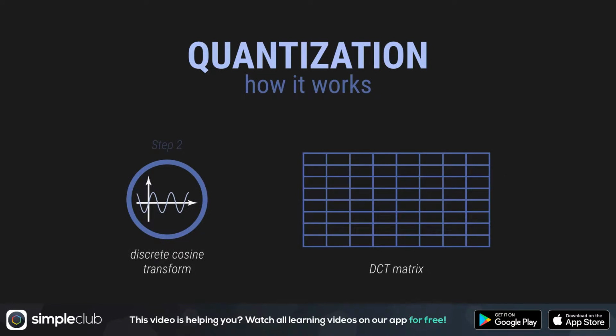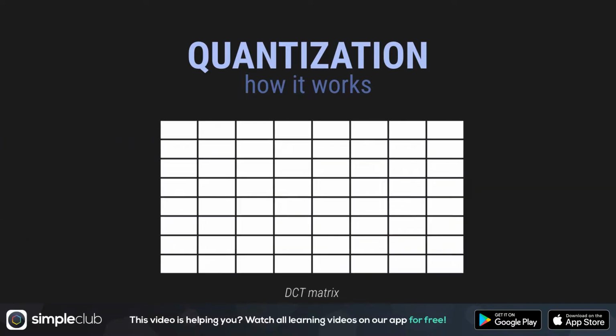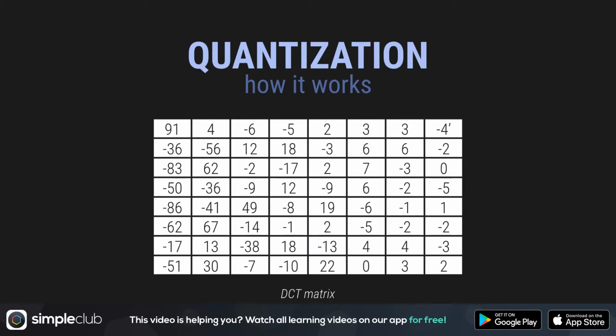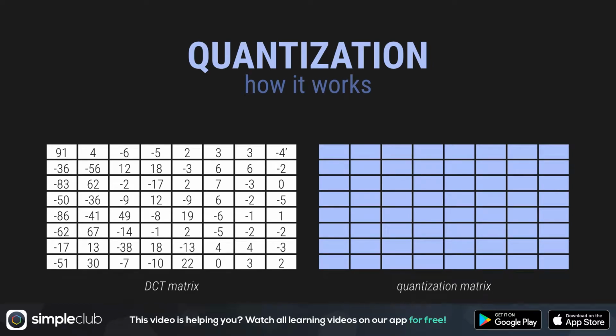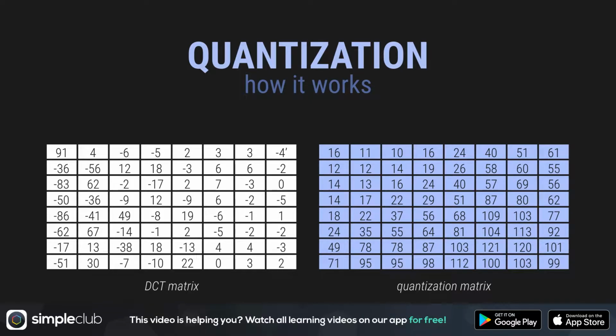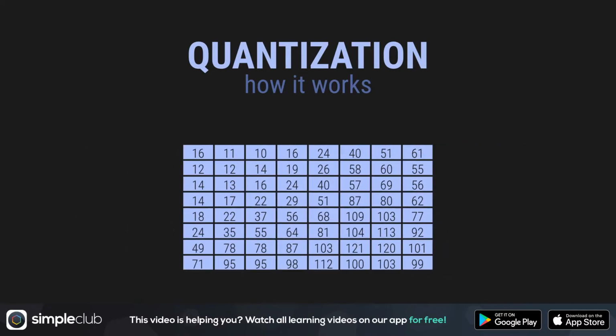So after DCT, the image is divided into a bunch of 8x8 blocks, right? And by the way, if you don't remember how DCT works, go ahead and check out our video on it. Now let's have a look at one of these blocks, which might look something like this. In quantization, what we're gonna do is overlay this table with another 8x8 table, called a quantization matrix. This matrix or table is also filled with a set of values and gets placed over the DCT matrix.